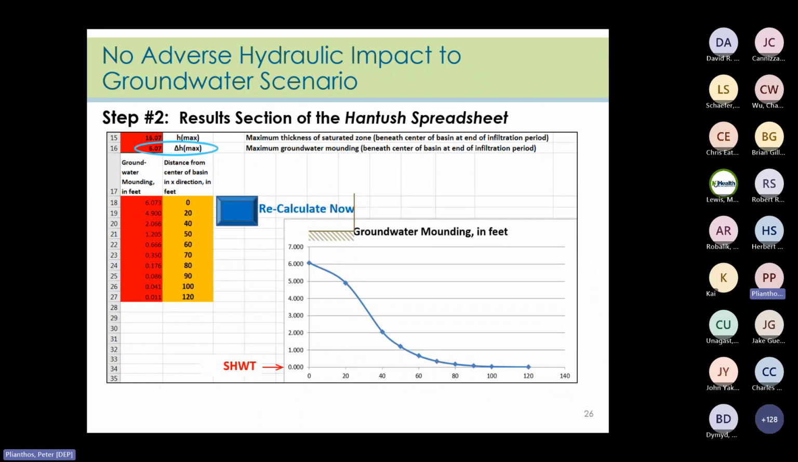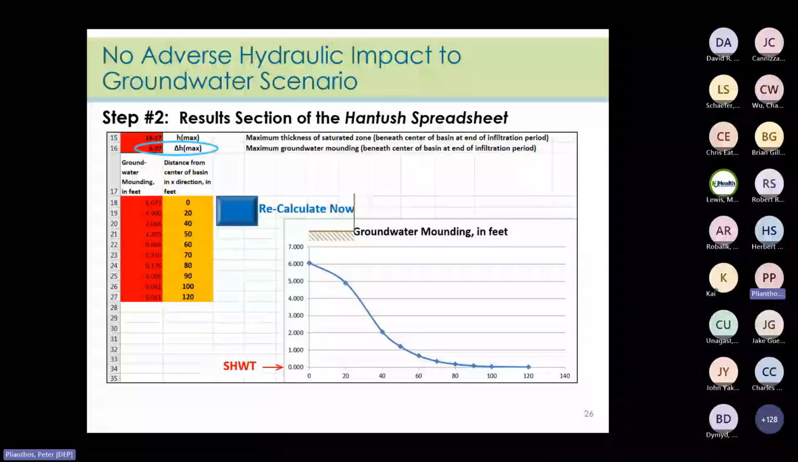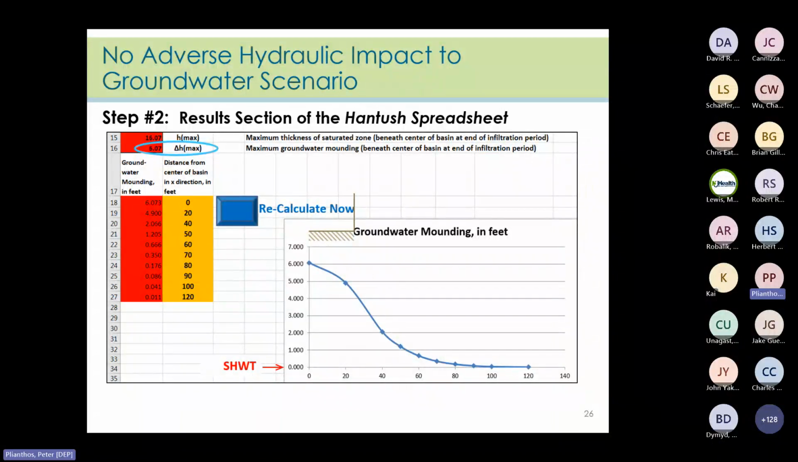If you recall the duration of infiltration period equation from slide 21, the footprint area is in the denominator, so we would see the duration of infiltration period decrease proportionally as the area increases.